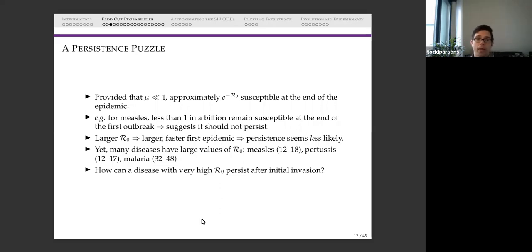If I use the measles data, we would expect that less than 1 in a billion individuals would remain susceptible at the end of the first outbreak, which leaves us with a bit of a paradox, because we have all these diseases with large values of R naught. Measles is estimated between 12 and 18, sometimes higher. For malaria, we estimate R naught could be as high as 40 or even 100. Large values of R naught lead to a large and fast progressing first epidemic, which is going to eliminate the vast majority of the susceptibles. So it seems unlikely that we would have persistence for these large values of R naught. The question we wanted to ask was, how can we explain using simple mathematical models why we see this pattern of either very low values of R naught or very high values of R naught?